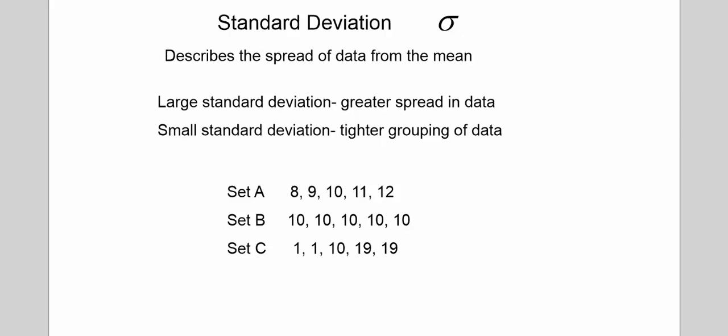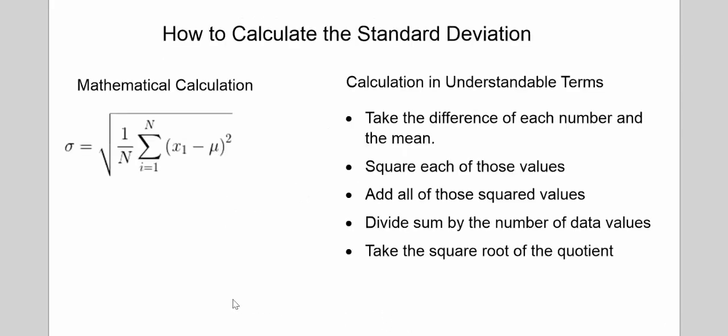In order to calculate the standard deviation, another story. Here's the equation, which is way over our head at this point. So obviously we're not going to calculate it this way. We could calculate it if we had some understandable terms. Basically, to do this, you take the difference of each number and the mean.